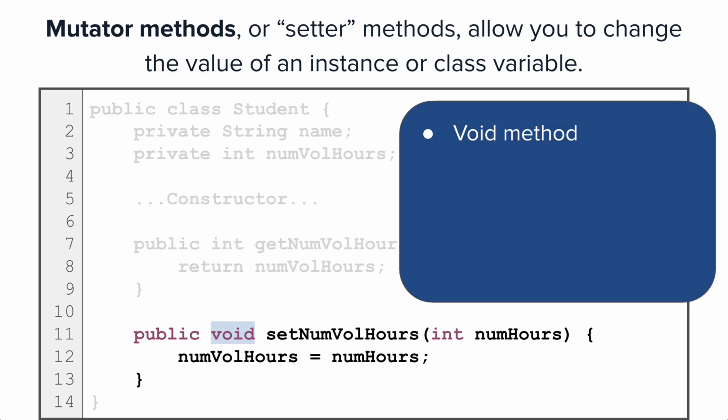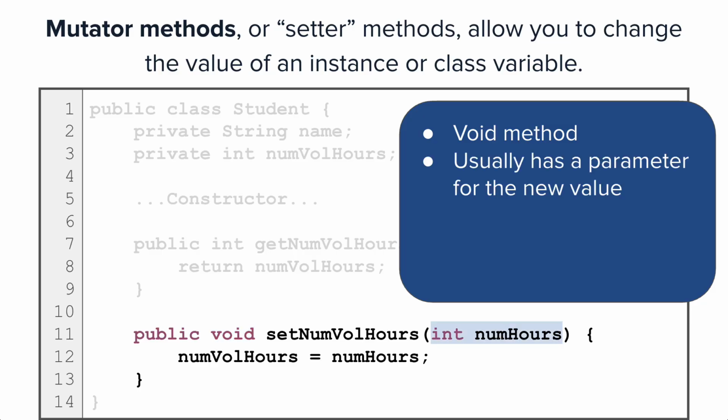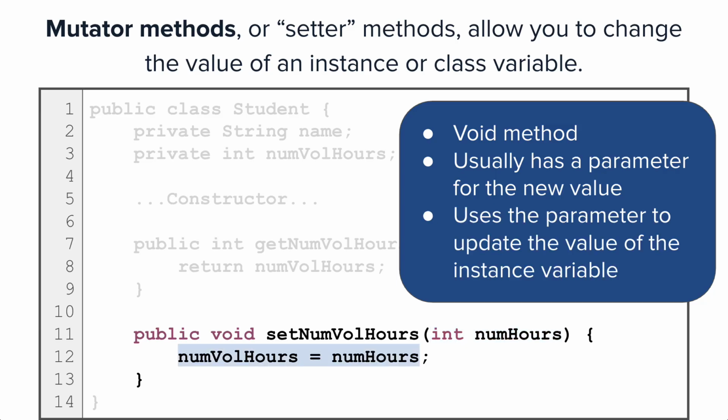A mutator method is a void method. It usually has a parameter for the new value. In this example, the parameter is an integer for the new number of volunteer hours, and it uses the parameter to update the value of the target instance variable.